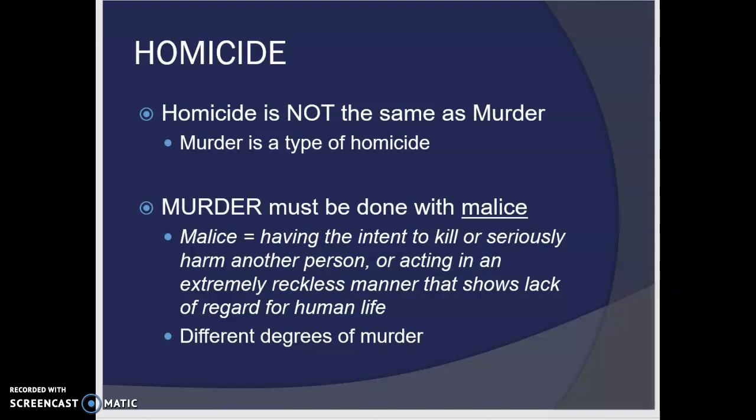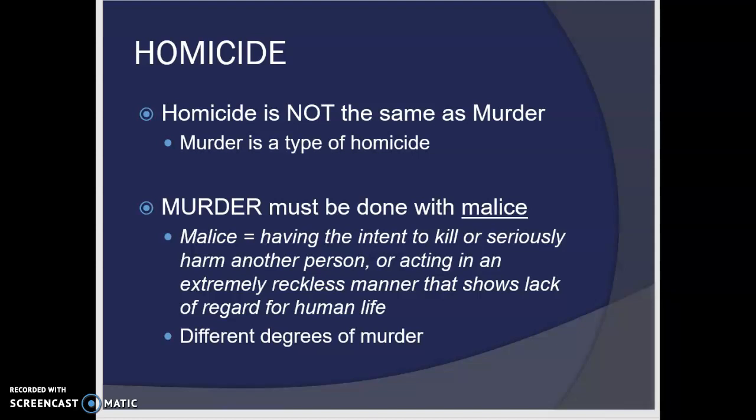Murder is a type of homicide. And in order to have murder, we have to have malice. And this is the definition of malice. I put this here in italics because I want you guys to pay particular attention to it. All right, malice is having the intent to kill or seriously harm another person.